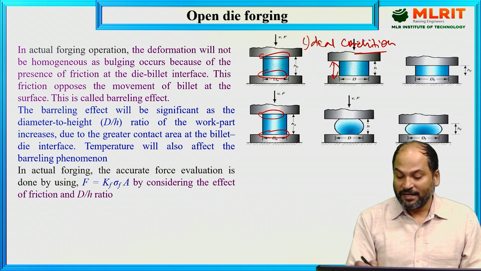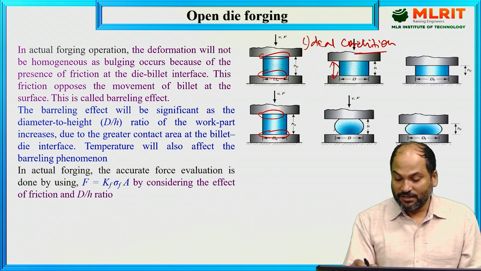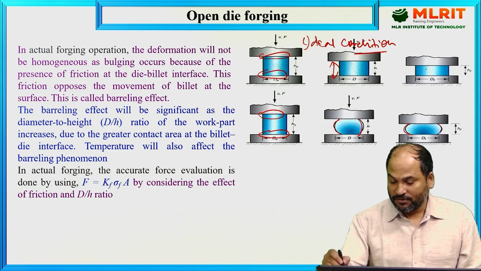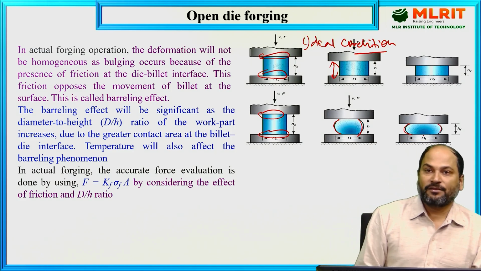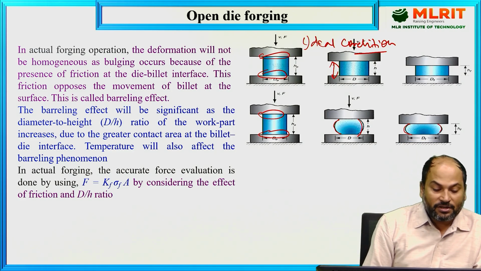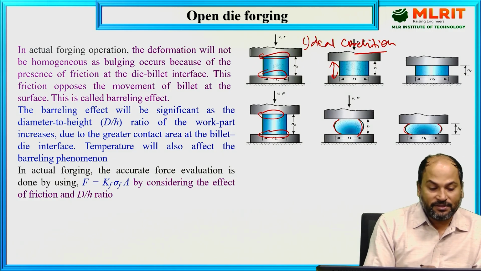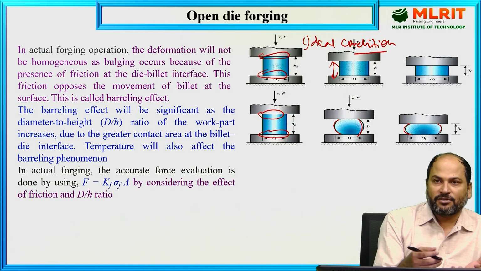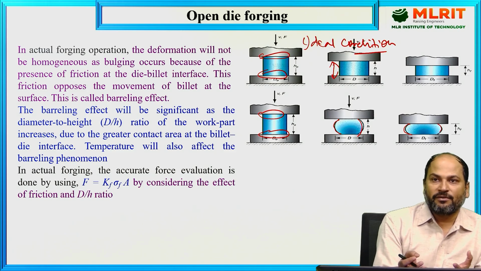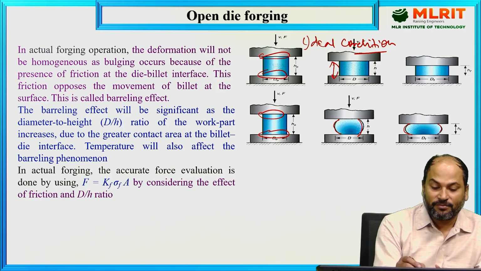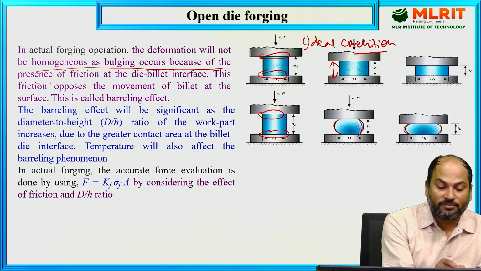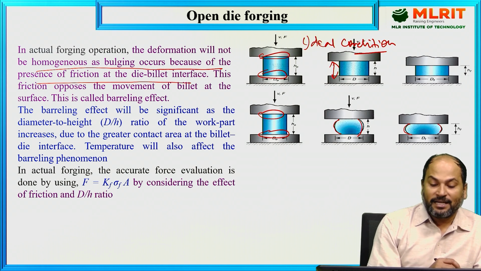So what will happen? There will be bulging. You can see here, there is bulging in the work, so it is not uniform. Why is it happening? Because of the friction. So this is not an ideal condition. The same thing has been written here. In actual forging operation, friction will definitely be there. Depending, it may be less, it may be more, but friction will definitely be there. Deformation will not be homogeneous as bulging occurs because of the presence of friction at the die-billet interface.